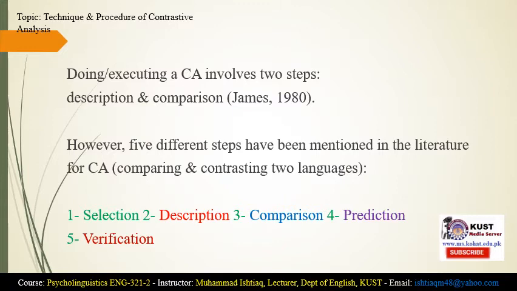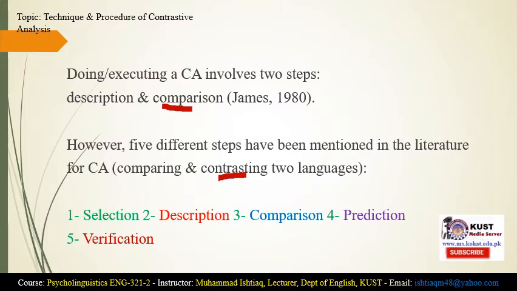According to the proponent of the contrastive analysis hypothesis, Lado, there are four major processes involved, but five different steps have been mentioned in the literature for contrastive analysis. Contrastive analysis means comparing and contrasting two languages. It's not only contrasting two languages, and not only comparing two languages as said by James, but, as mentioned by the name of the hypothesis, contrastive analysis, Lado.